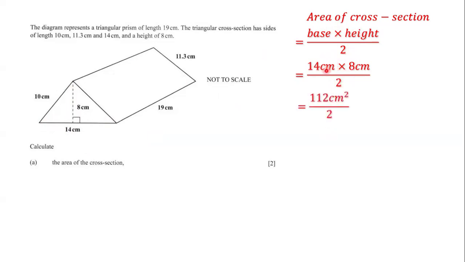14 centimeters multiplied by 8 centimeters is 112 centimeters squared. If we divide that by 2, we get 56 centimeters squared. So the area of this cross-section is 56 centimeters squared, which is the area of the triangle.